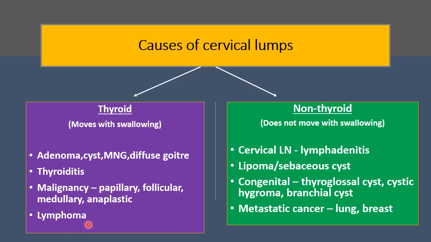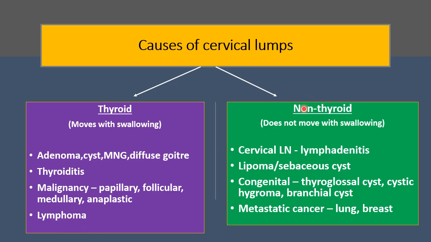Another group of tumors is lymphoma. Lymphomas can be primary lymphomas arising from the lymph nodes in the neck, or they can be secondary metastatic deposits from tumors elsewhere. Okay, so that is your lymphomas, from other places that come and are involved in the thyroid.